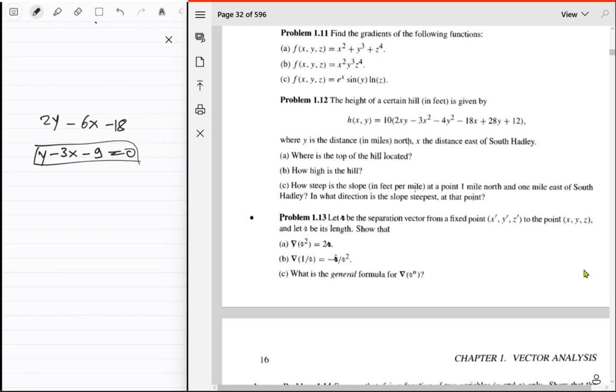And also this thing is the first derivative with respect to x, right? So the second derivative would just be negative 6, which is negative already, which means that in terms of x, this is a maxima wherever this equation is being followed.